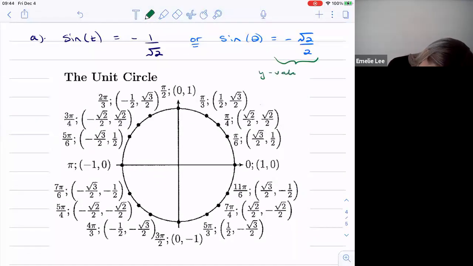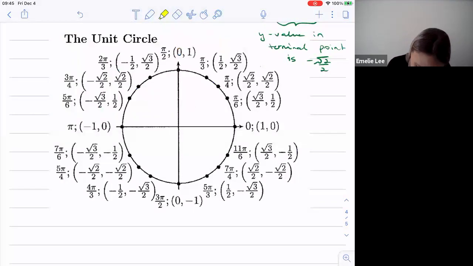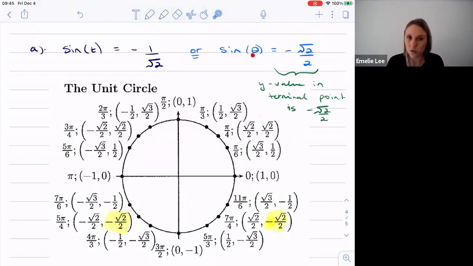So the y value in the terminal point is -√2/2. Okay. So I know the y values are negative down here, right? In the third and the fourth quadrant. Quadrant, that's the word. I don't know why I couldn't think of it earlier. So that happens, -√2/2, that's here, as well as here. So now I've got two values that give me a sine of that angle.